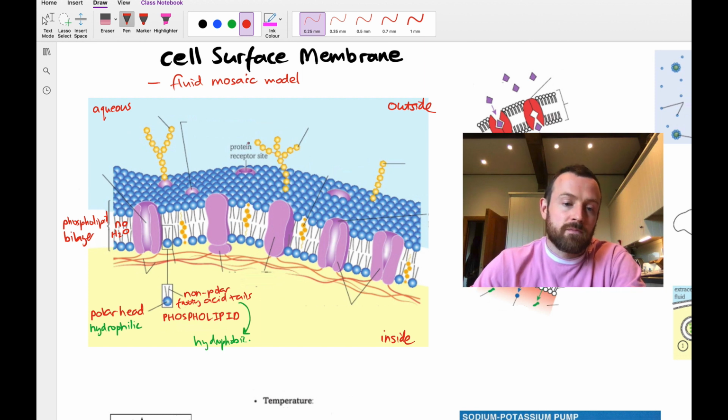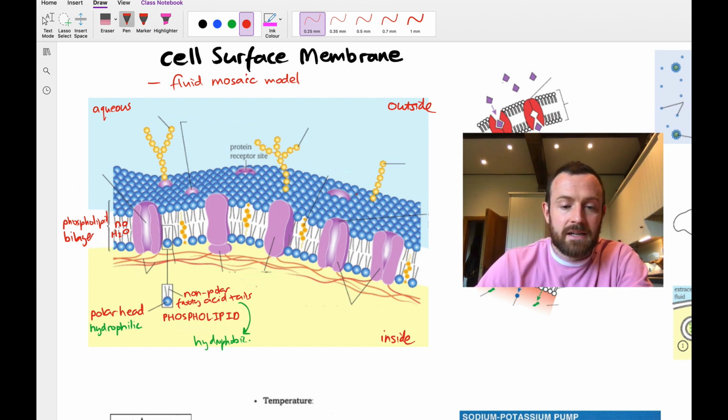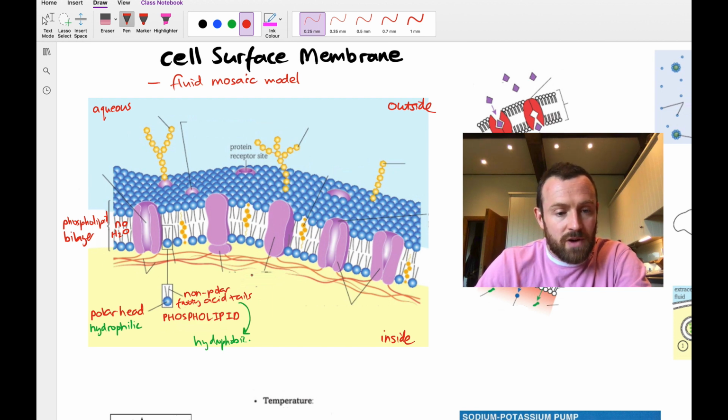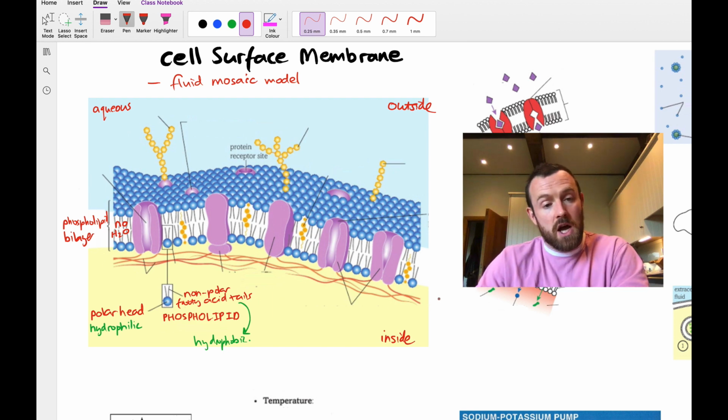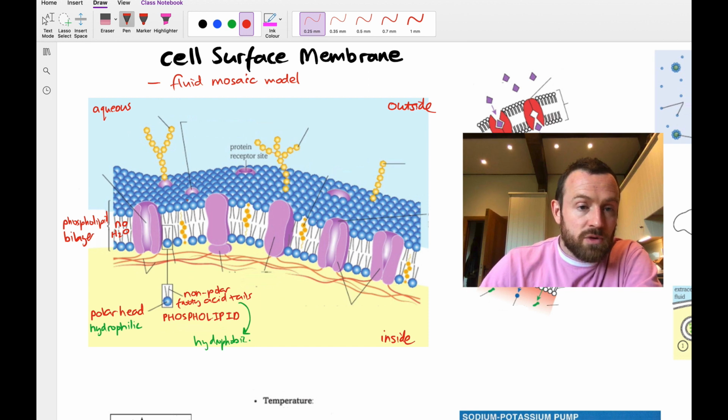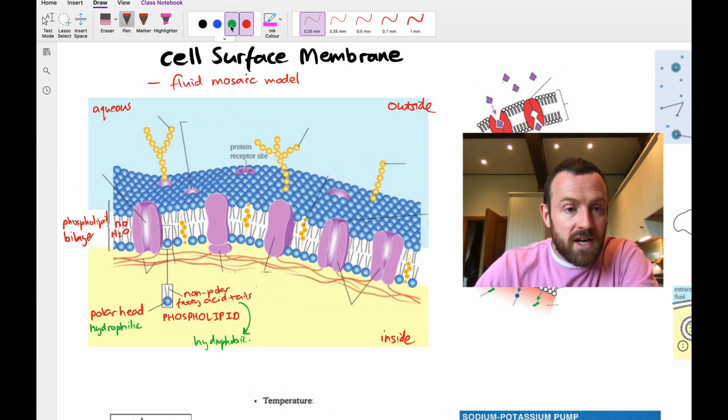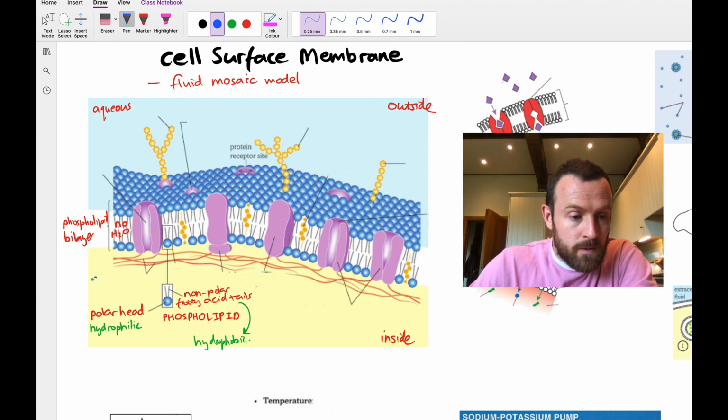And I know that because of two reasons. I know because these groups are pointing out, we'll talk about them later. And also I can see these strands, these filaments inside, we'll talk about those now. Those are called the cytoskeleton filaments. I'm going to label that in blue. Cytoskeleton filaments.